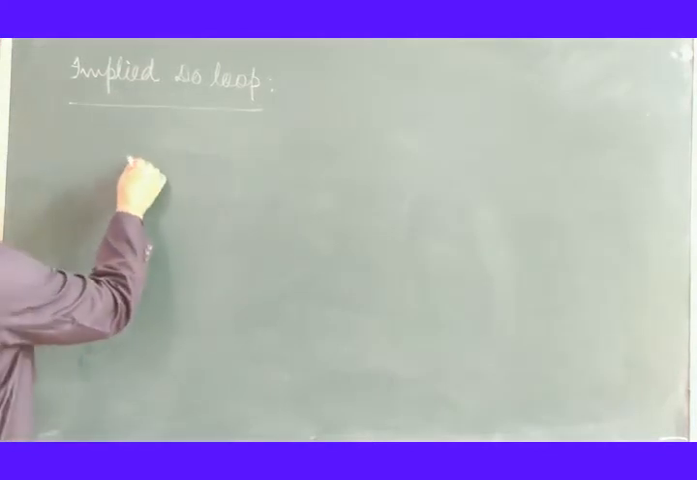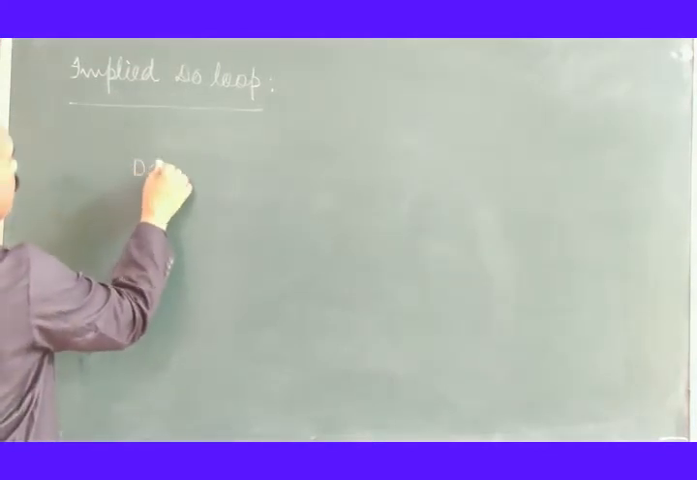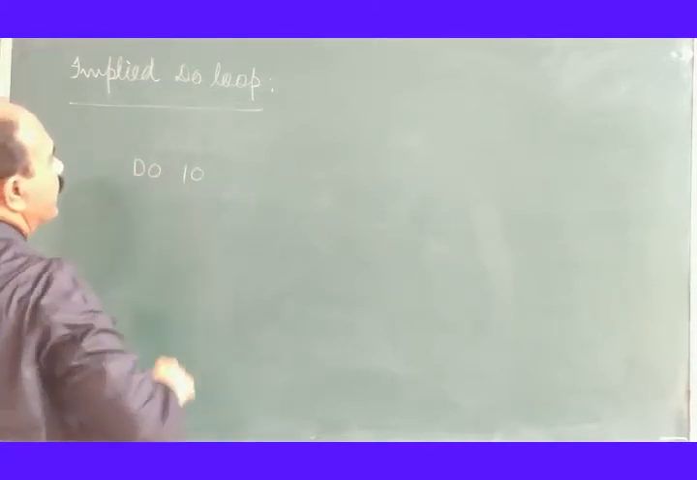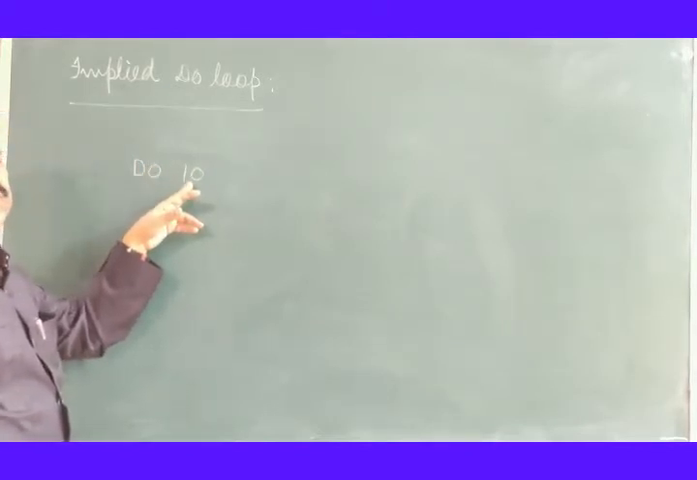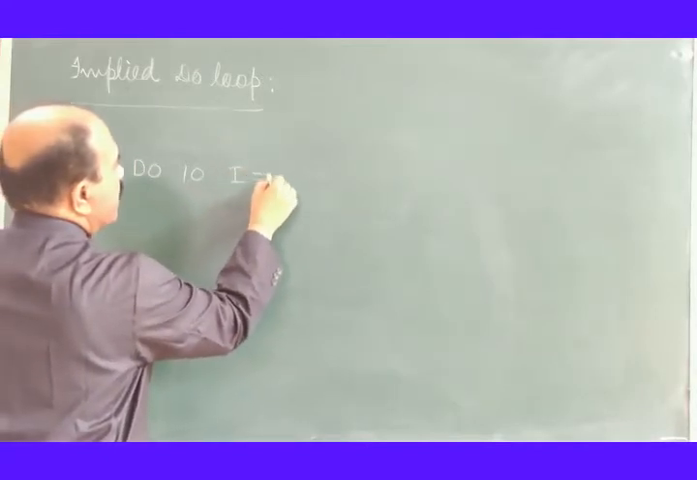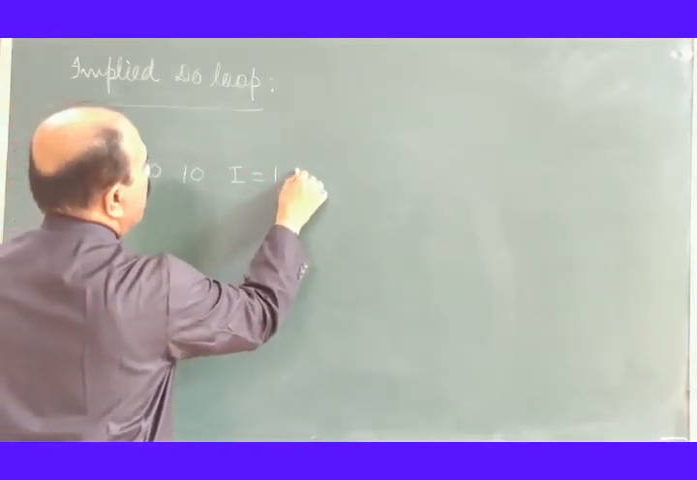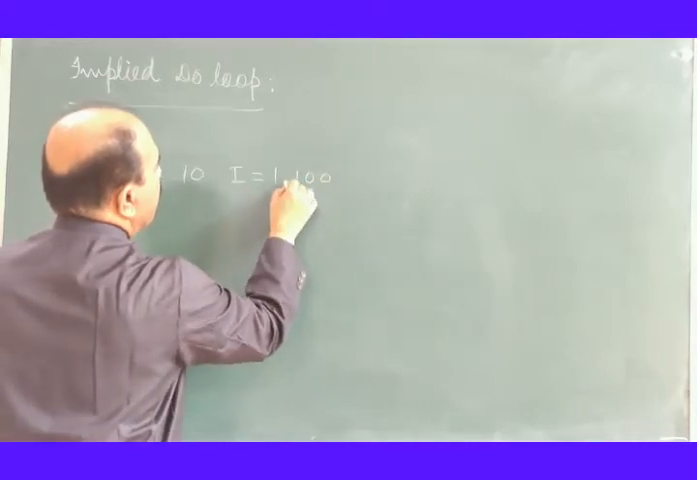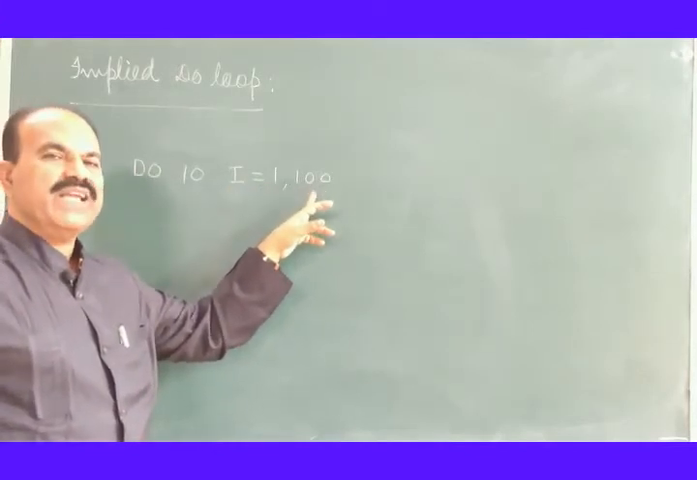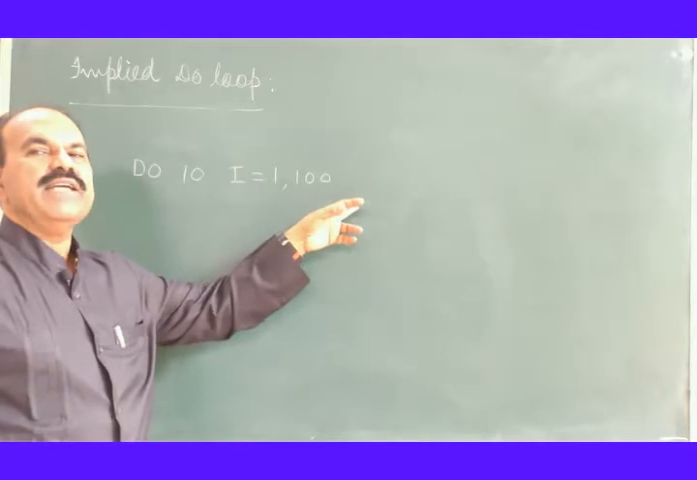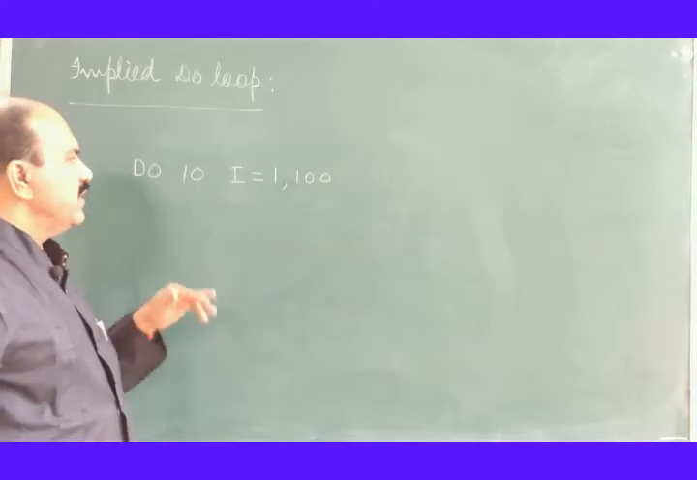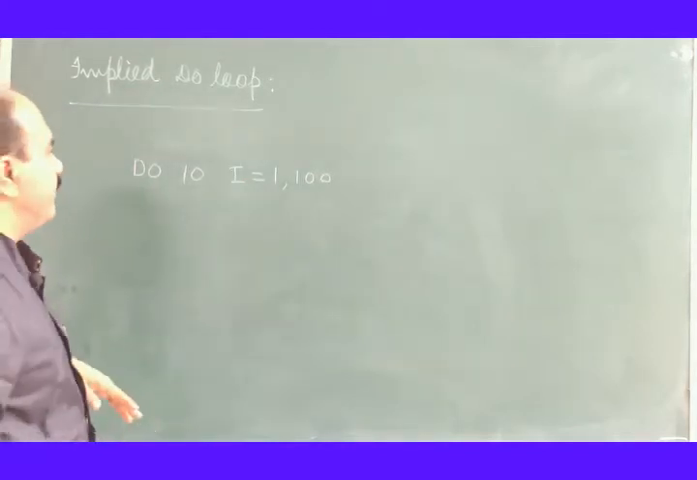Let me use do loop. Do 10, line number of last statement of do loop, I running variable, 1, 100, initial value of running variable, final value of running variable. Increment is omitted. If you omit increment, it will be 1. Its default value will be 1. Let me first write it and then I will explain.